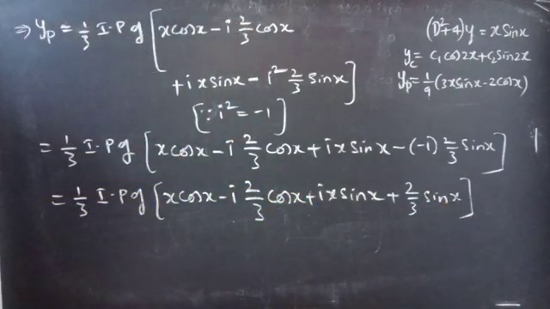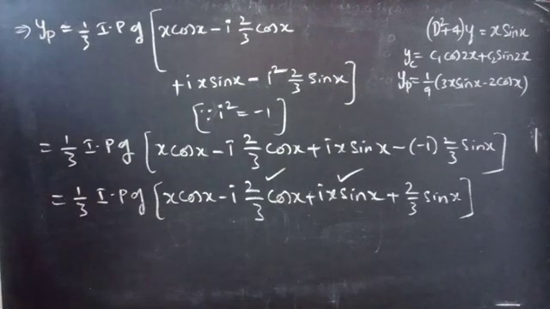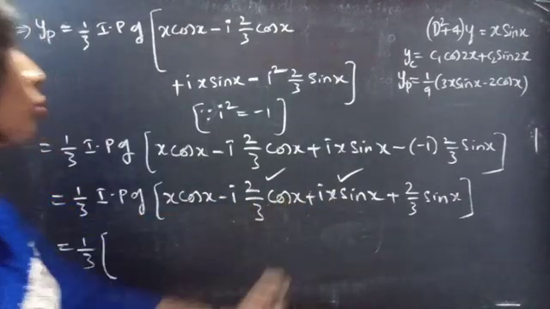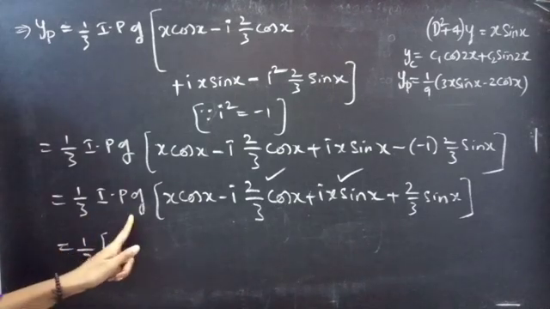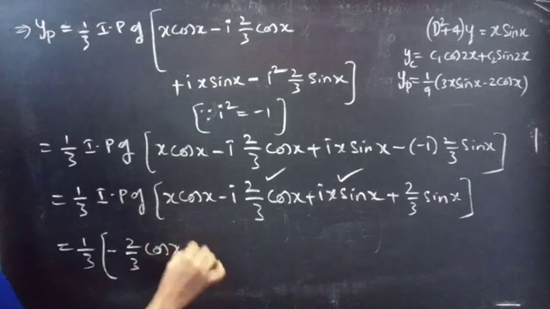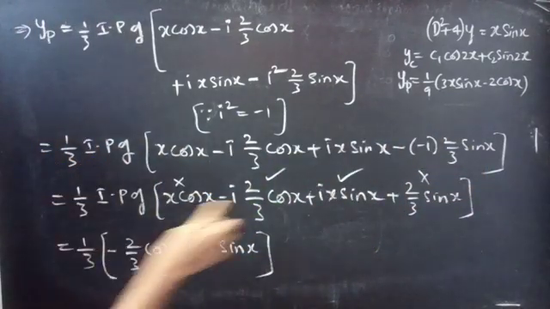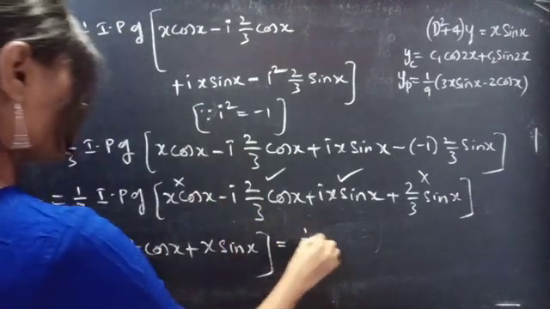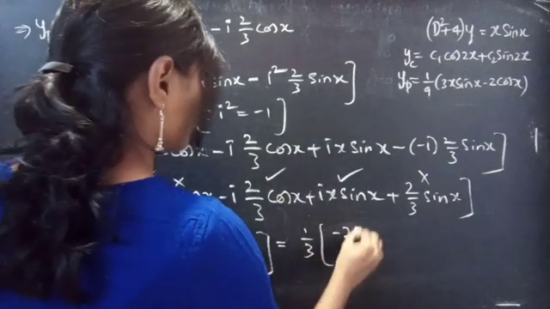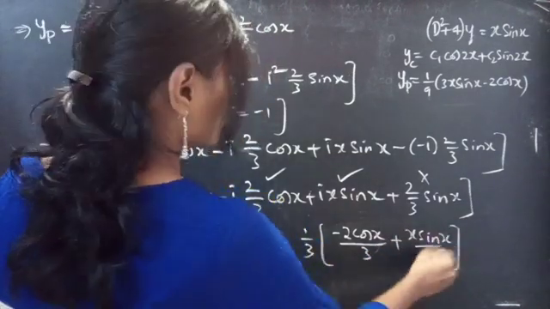Right? Now, identify the imaginary parts, the terms involving i. We have to pick the term involving only i. So we have two terms involving i. The imaginary part of these terms is minus 2 by 3 cos x plus x sin x. We don't need the real part, so I'll cancel these two. We'll take only these two terms. This equals to 1 by 3 into minus 2 cos x by 3 plus x sin x. Now take the LCM of 3 and 1.